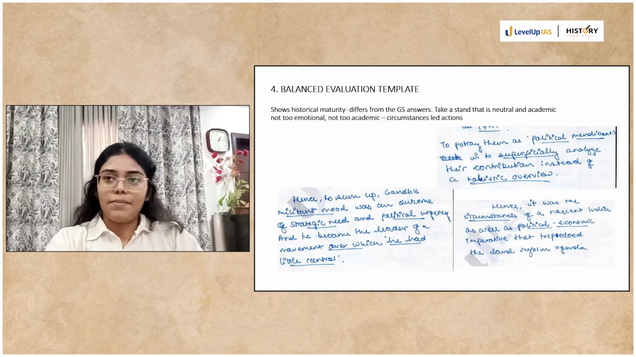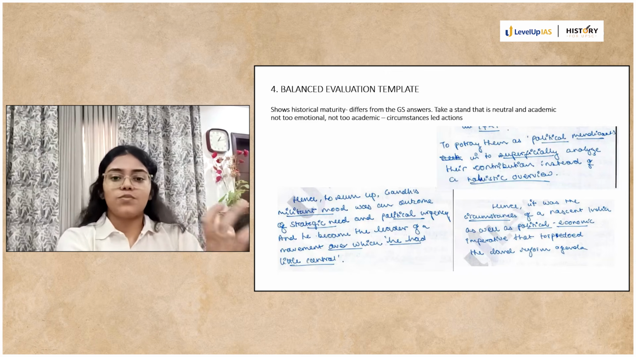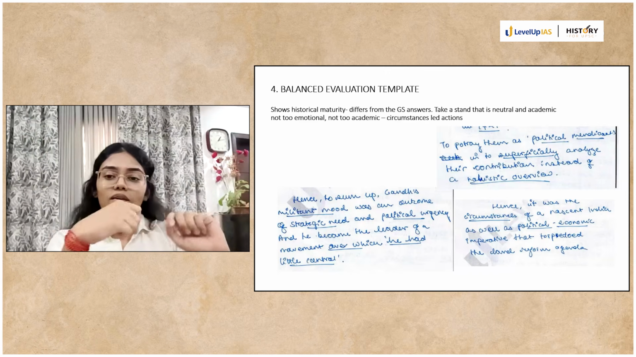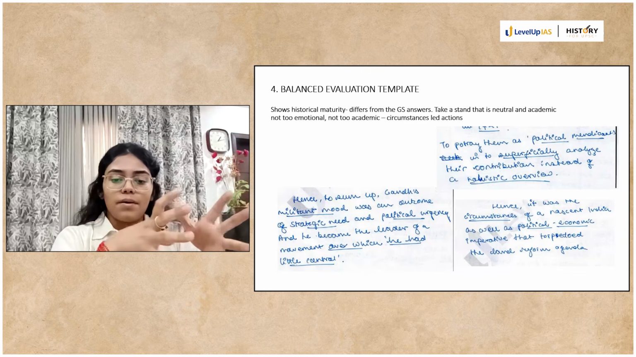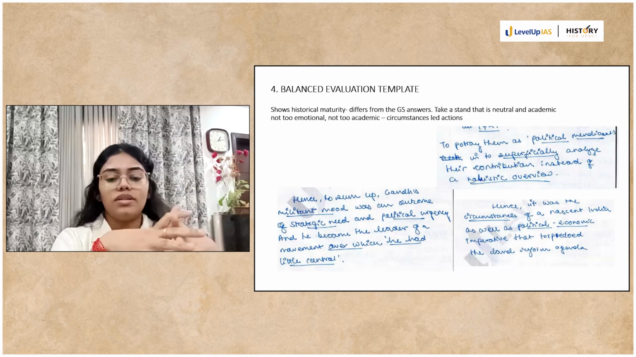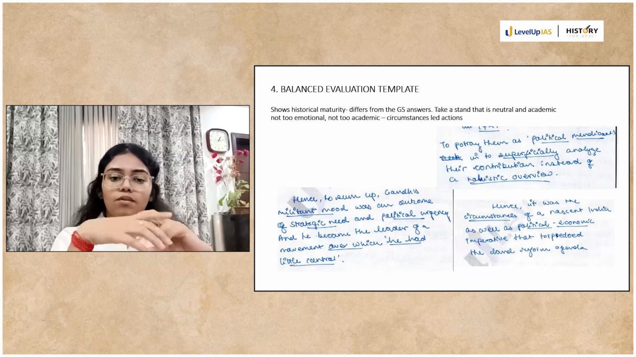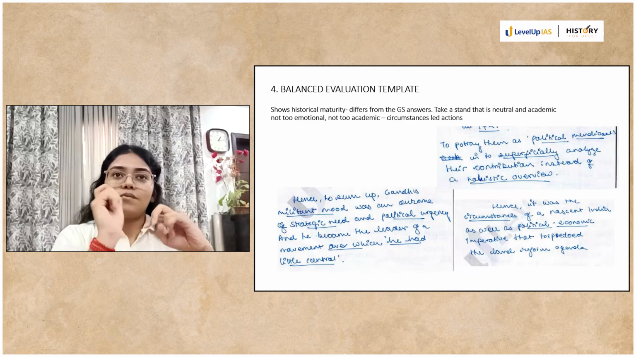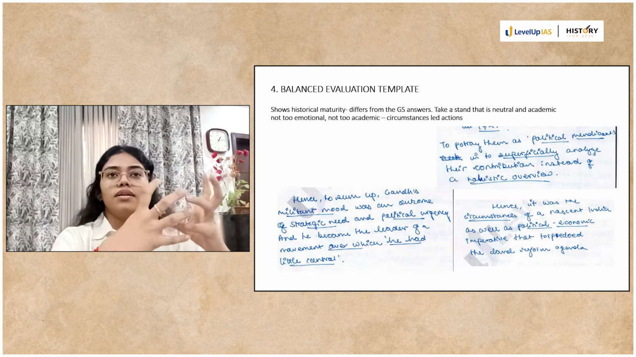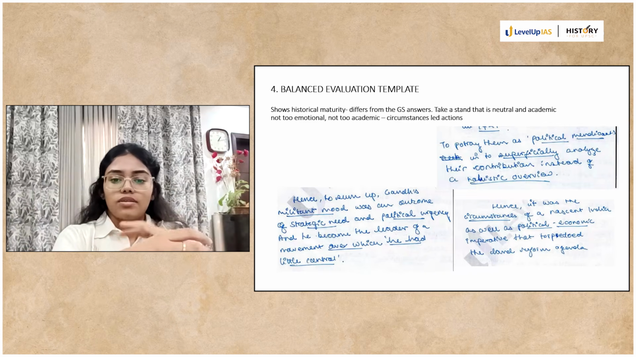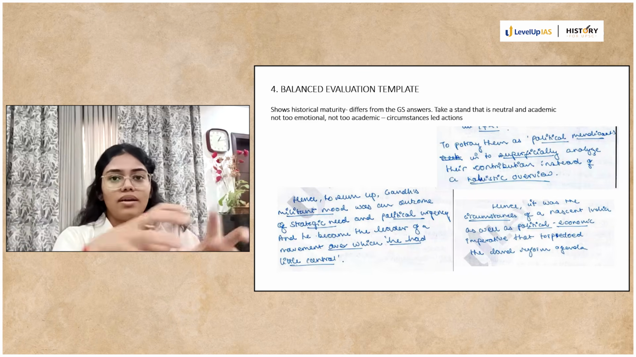Whatever happened in history was happening in a background. Circumstances were shaping those decisions, so we have to recognize those circumstances as well. That is why I wrote, to sum up, Gandhiji's militant mood was an outcome of strategic need and political urgency, and he became the leader of a movement over which he had little control. I am not pinpointing one factor only, that this is why Gandhi ji did it. I'm just saying it was the need of the circumstances of that era. It was also a political urgency, which is why he did that.